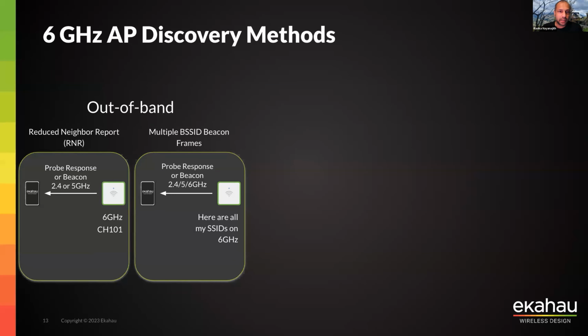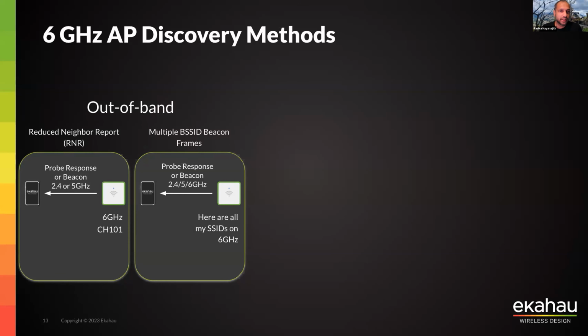Now let's look at a high level at what mechanisms are available. One method is called reduced neighbor report, or sometimes out-of-band discovery. The idea is that we don't use 6 GHz to discover. We use the legacy 2.4 and 5 GHz bands to discover the 6 GHz SSID. That keeps 6 GHz clean. We don't want to exchange too many management frames. We discover using the legacy band, which is already available. So if your AP has a legacy band enabled, you can use that to discover the 6 GHz SSID.